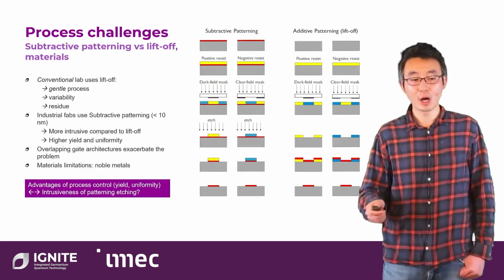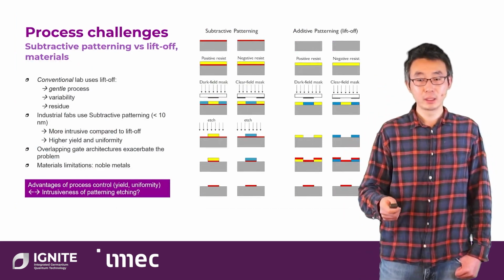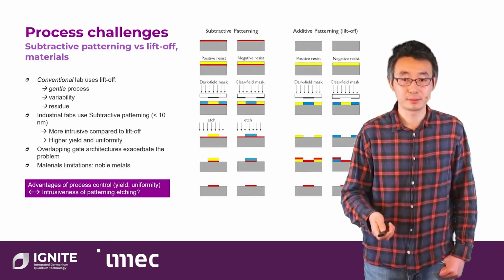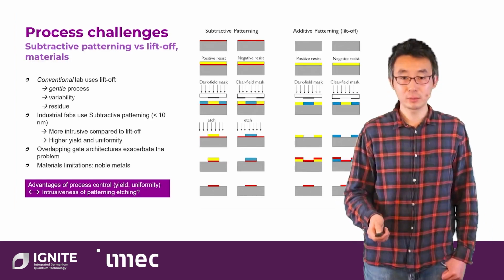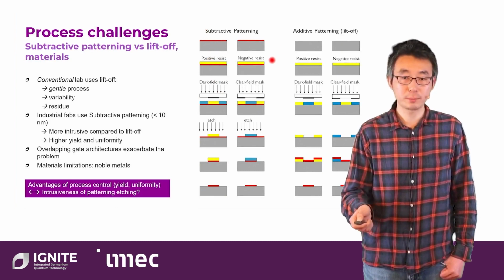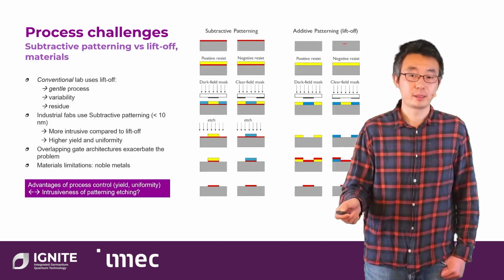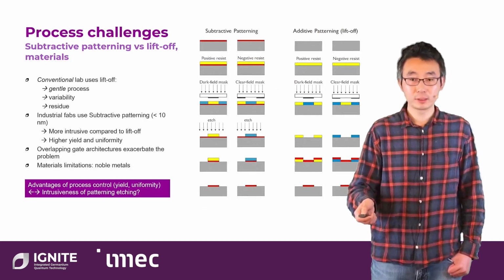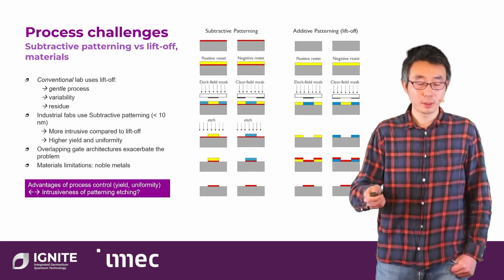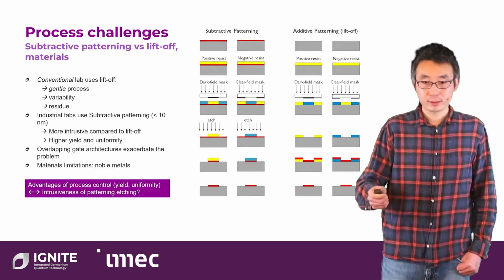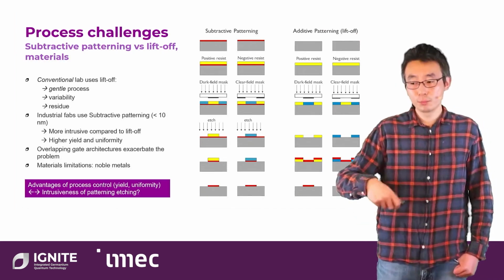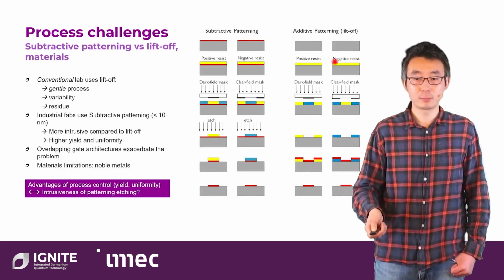But because they are optimized for classical applications, they are not very compatible with the methods developed in the research lab. A very pronounced example is that we can compare subtractive patterning with additive patterning, which is the lift-off method that has been widely used in the lab. For the lift-off method, you first deposit the photoresist, you pattern the photoresist, and then you deposit the metal. And then you can strip off the metal by the lift-off process.